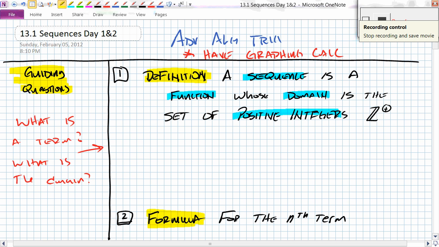I would say the things that are important. So if I were you, writing down box number 1, I'd write down the blue highlighted stuff after I wrote down definition. Right? So we're talking about sequences in chapter 13. So the definition of a sequence is a function whose domain is the set of positive integers, and then that little funny looking Z is.